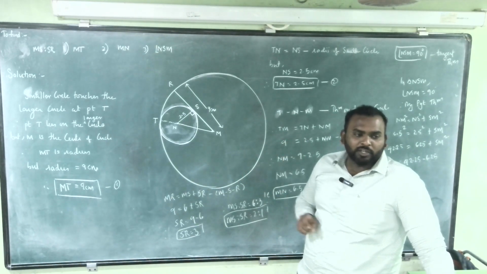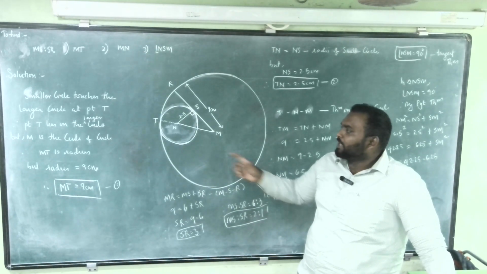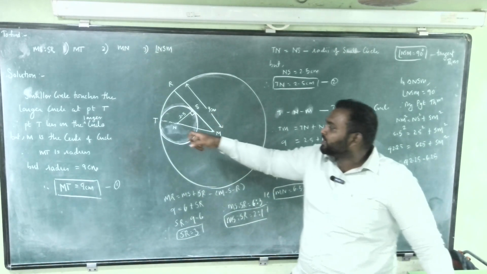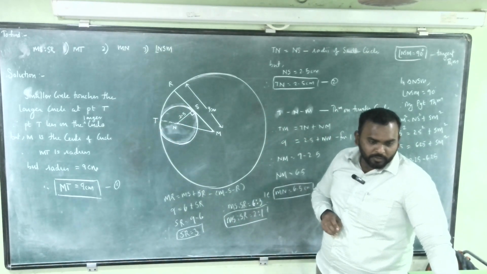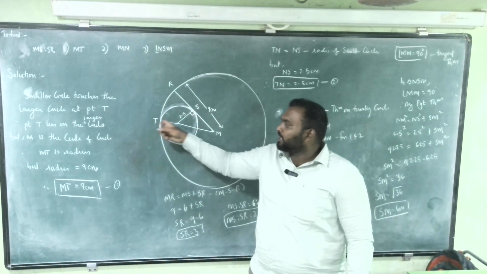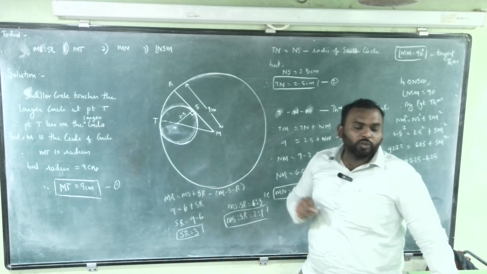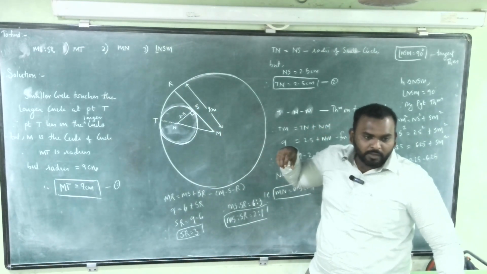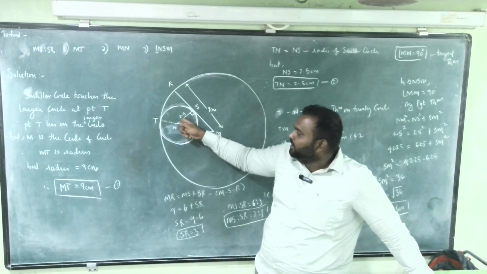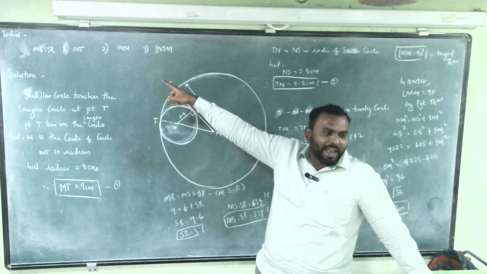You have been given in the question that M is the center of the circle. ठीक है? There is a smaller circle which intersects the larger circle at point T. Certain values are given to you. The radius of the bigger circle is given as 9. The radius of the smaller circle is given as 2.5. And you need to find these values.